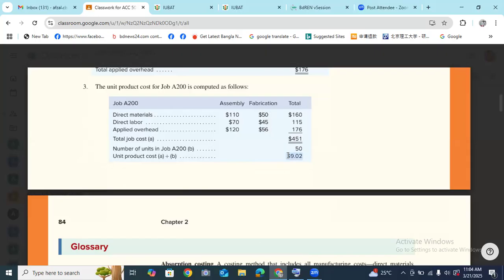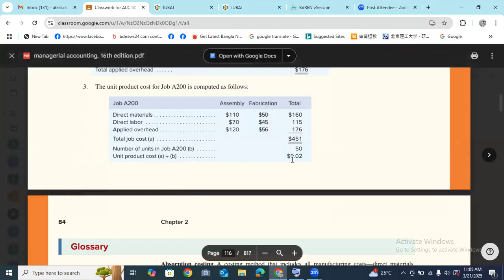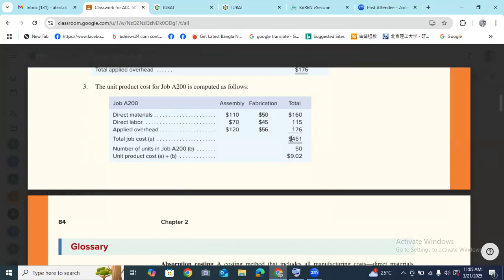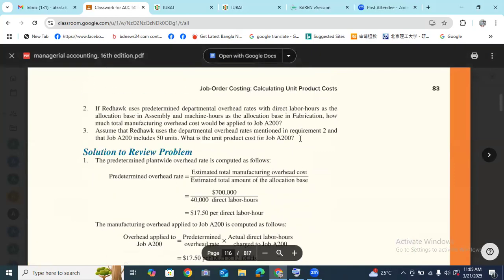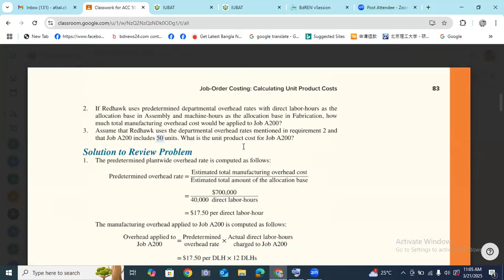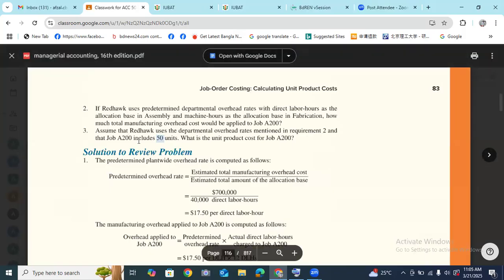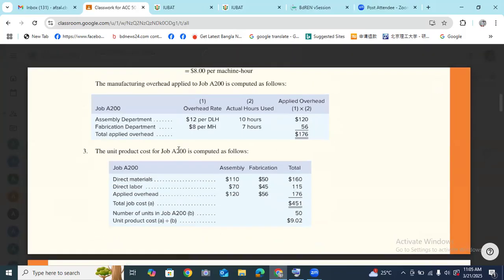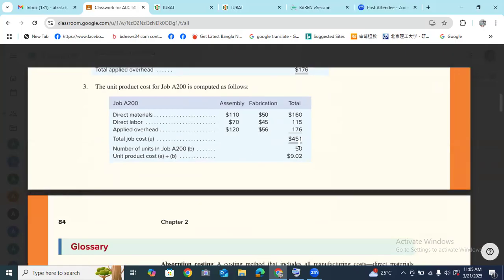Why do you calculate this? Total job cost divided by the number of units. The formula: 451 is our total job cost, and they gave the number of products here, that means 50. So assume the job includes 50 units. If you divide the total cost by the units, then you can get the unit product cost 9.02. Okay, is this your problem? Yes. Okay.